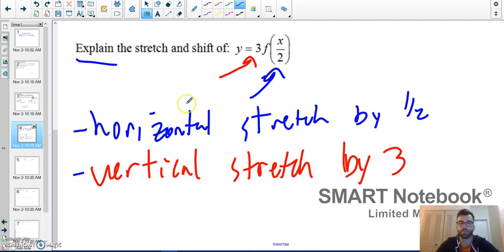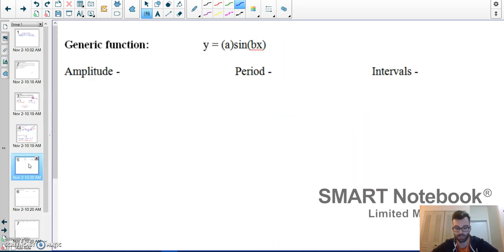Okay. So you should have gone the horizontal stretch or shrink by a factor of 1/2, which means I'm going to divide all my x values by 1/2, or multiply them by 2, and then a vertical stretch by a factor of 3. All right. Well, this is very similar to our sine graph. Our generic sine function looks like this: a times the sine of bx, and we're going to add some more to that in a couple videos.